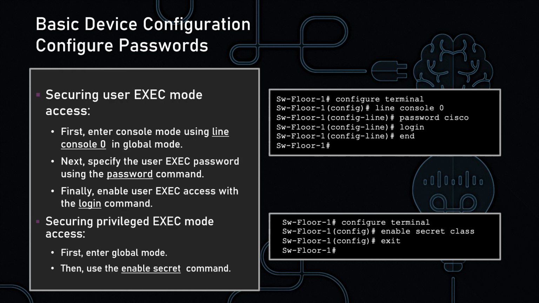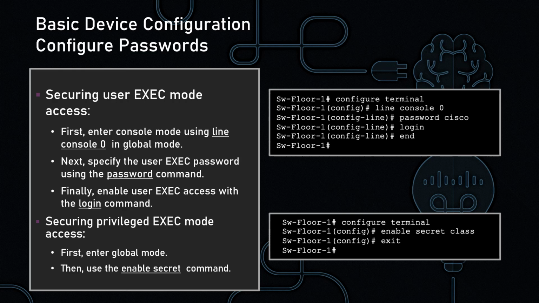Next, we're going to specify the user exec password by using the password command. So that would be password Cisco in this case. And then we're going to make sure that the login command is turned on so that way it will automatically default to requesting a login rather than assuming it should let you in.